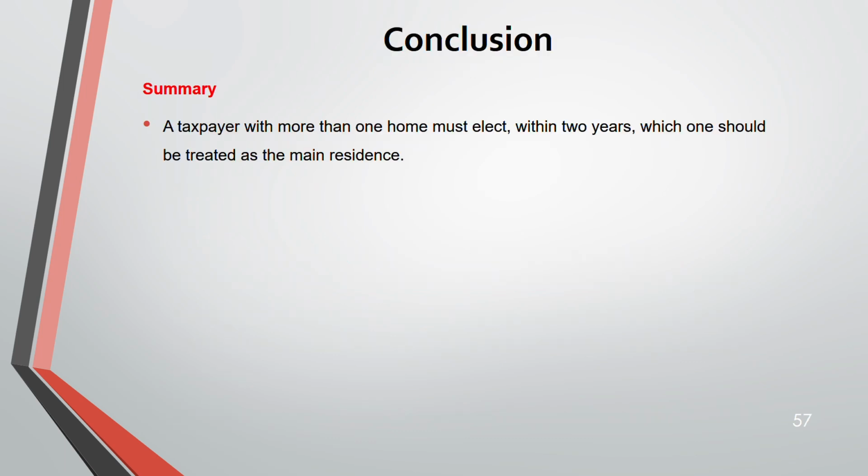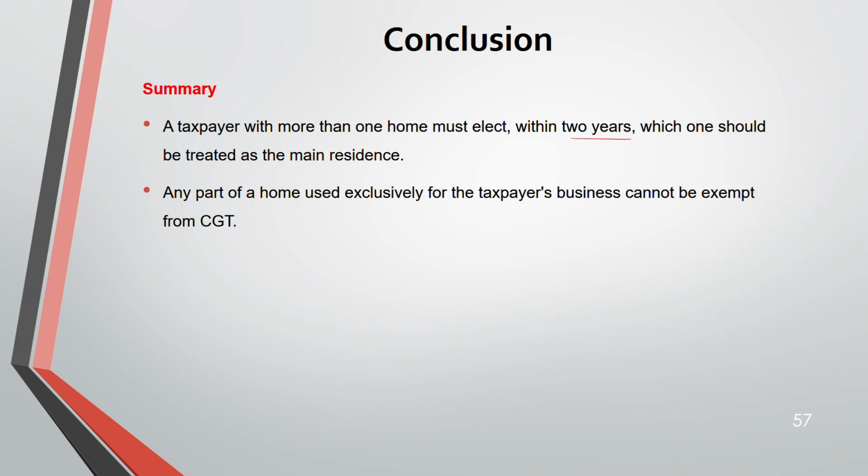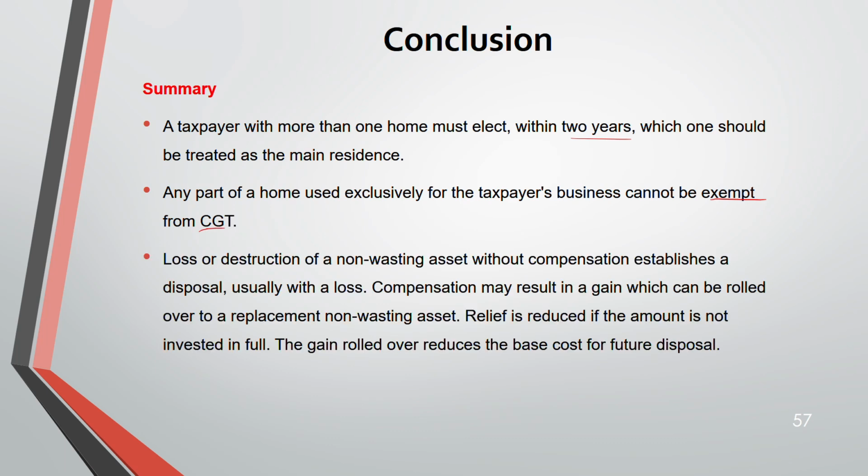Then a taxpayer with more than one home can elect within 2 years which one should be treated as their main residence, as there can only be one main residence, not two at the same time. And any part of the home that is used for the taxpayer's business, you cannot exempt from CGT. No PRR applies there.